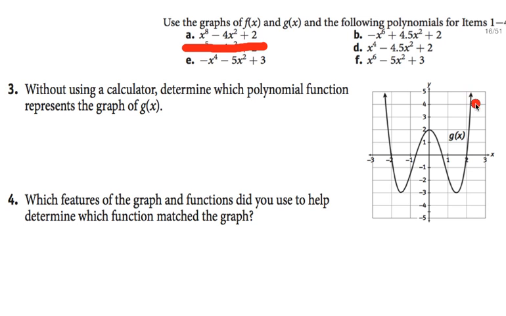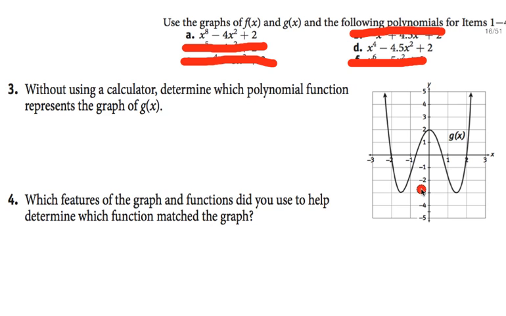Also notice that the right side is going up, so the leading coefficient has to be positive, so we can cancel out that one and that one. Our y-intercept is at 2, so our constant term has to be a 2. Our constant term is the number on the end, remember, so this is a 2 here, a 2 there.